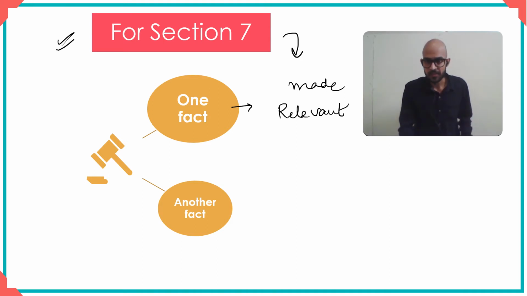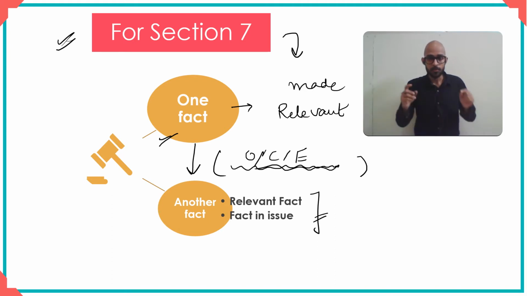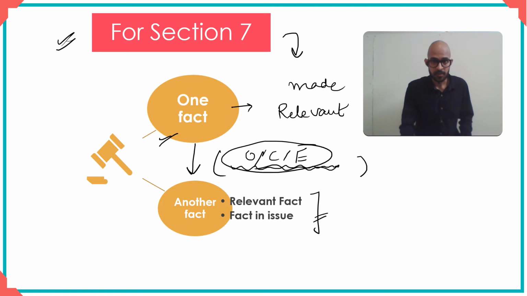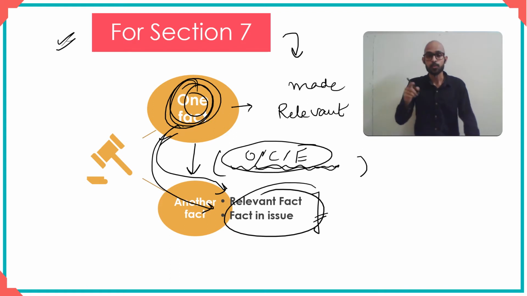So section 7 evidently is the kind of provision that declares a certain category of facts to be relevant. That's the first fact in relation to another fact. Now what are the other facts here? Those other facts are relevant facts as well as facts in issue. So if you can have the relationship that is given in section 7, occasion, cause, effect, established between this one fact and a relevant fact, or between this one fact and the fact in issue, then that fact would be relevant.